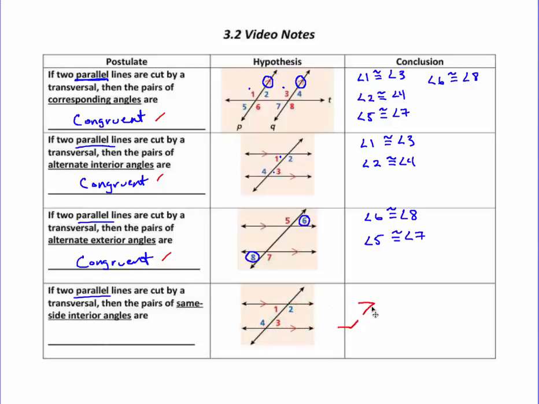If I could pull those off of there for a second, if I put them together, what does it look like they make? Hopefully you're thinking they make a linear pair. So hopefully you're thinking that those two angles must add up to 180 degrees. So the word that goes in that blank is supplementary.